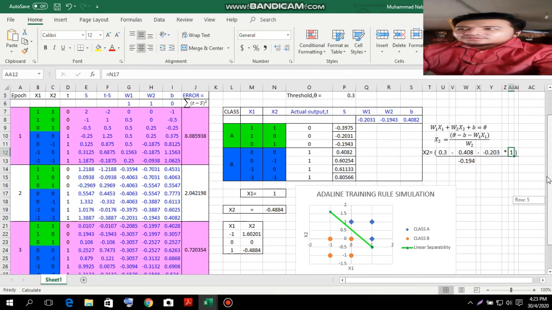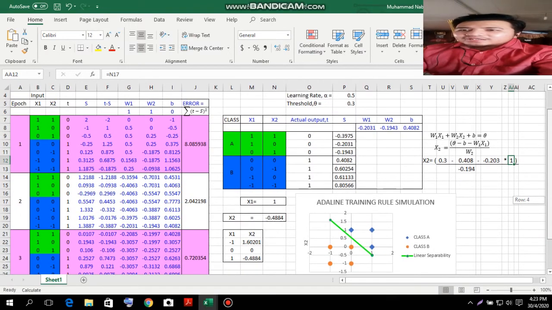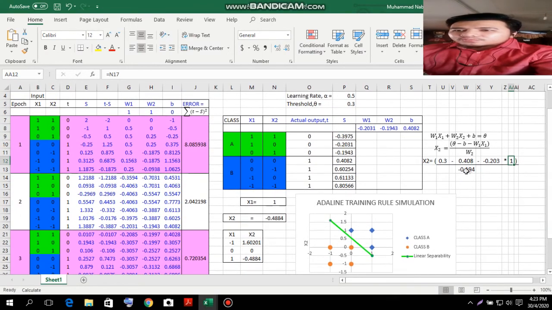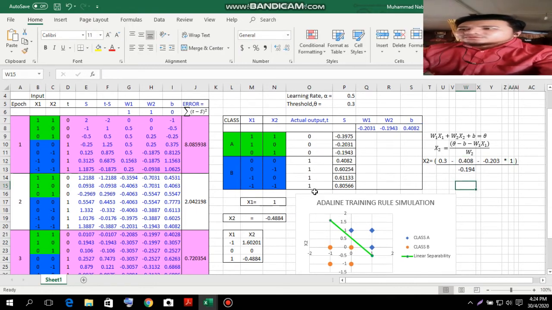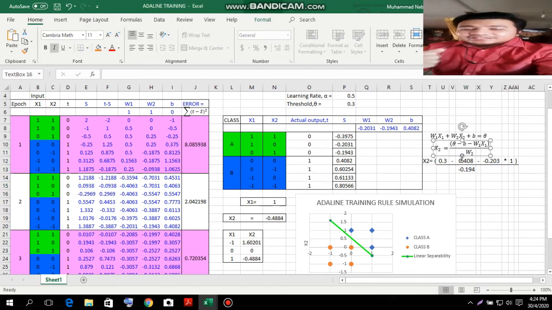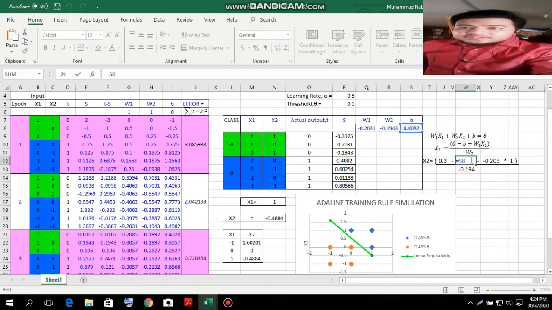And the second epoch is 2.042198, and the third epoch is 0.720354. Apparently every value is different, but the technique to obtain those values is the same, so we don't have to worry about it.